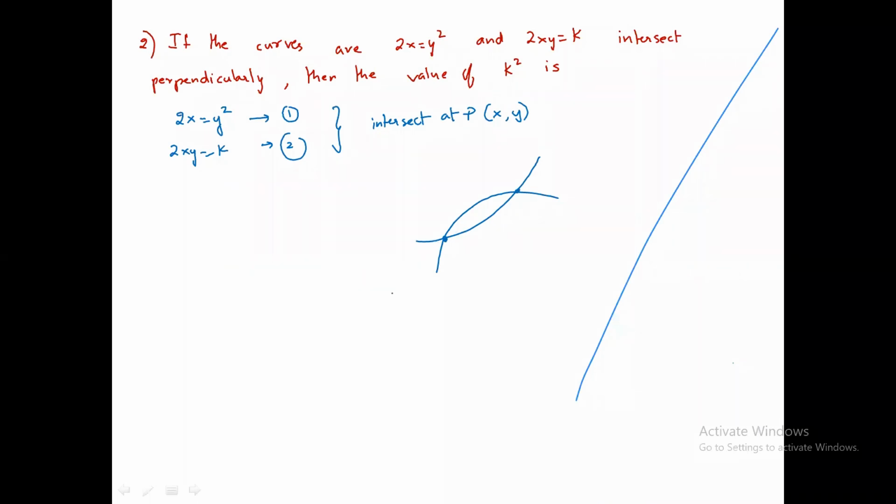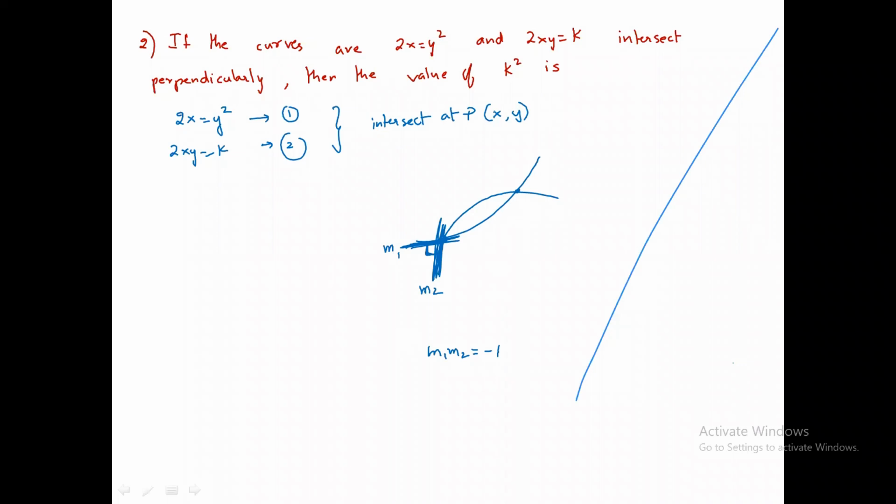They are intersecting perpendicularly. That means if you draw a tangent here and if you draw a tangent here, the slopes m1 and m2, when you multiply, you will get -1. Because if the curves are perpendicular, the tangents are also perpendicular. The tangents are perpendicular, so m1 m2 will be equal to -1. This is the main point you have to keep.